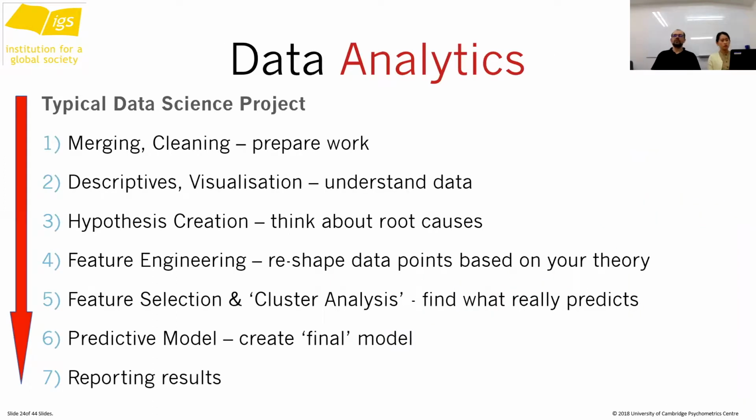What happens usually is that you take the data, you merge it, you clean it, you do visualization, then you come up with hypotheses: what could be the reasons, and what predicts that this speed of recruitment is faster. Then you reshape the data, which is called feature engineering, you select it, and then you build a predictive model.